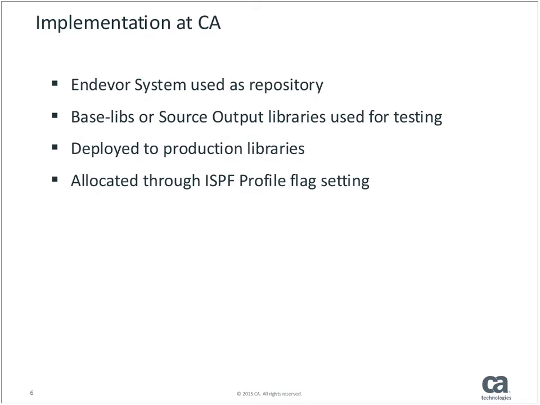What we do for Endeavor here is we use an Endeavor system as a repository so that all of the FDP elements are stored within Endeavor, and then we use the base libraries of source output libraries for testing, and then we deploy them into production libraries, and then we allocate each one of these facilities through the use of a flag setting in our ISPF profile. It makes it easier for us to turn it on and turn it off for users who may or may not want to use that utility.